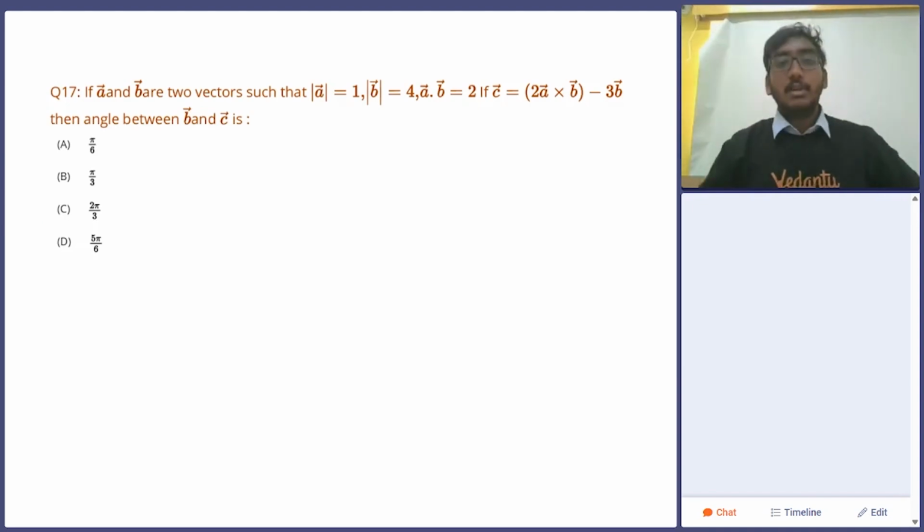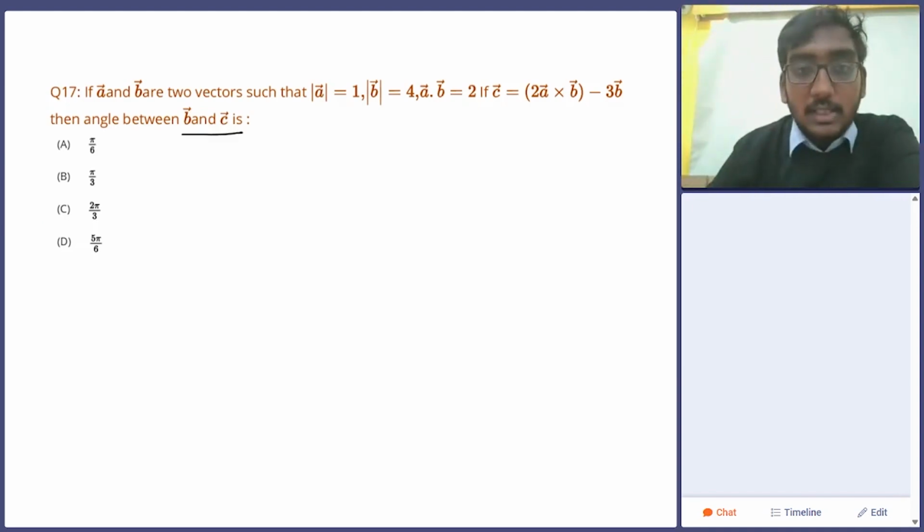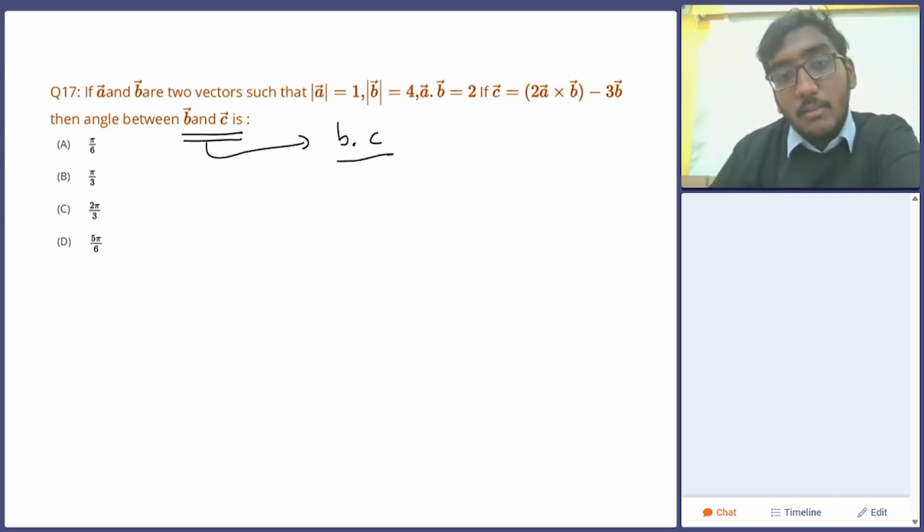So the 17th question is from vectors, right? They are asking the angle between B and C. What is the formula? It will be B dot C by mod B mod C. What is mod B? It is 4. Mod C we just don't know. Just keep it like this.